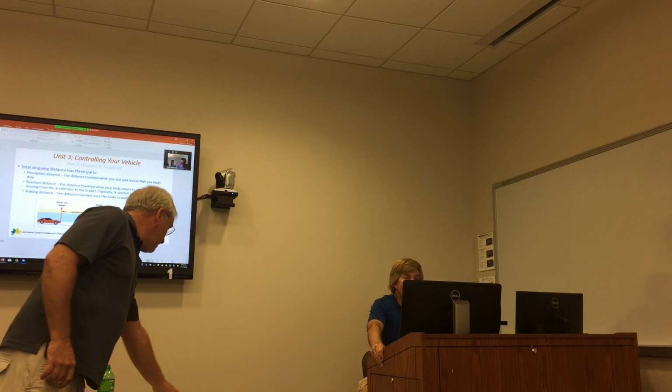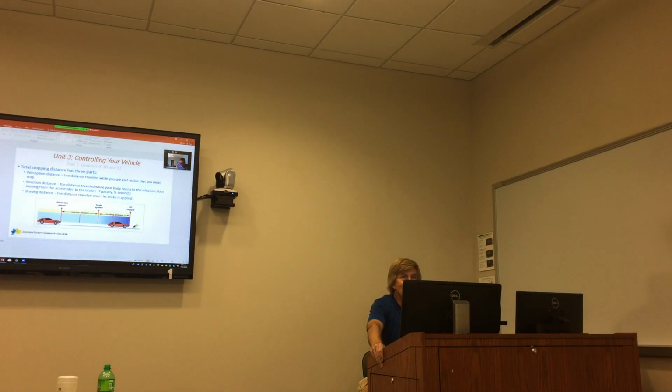Perception distance is when you realize, oh, I need to stop. And if you're looking ahead and planning ahead and checking your mirrors and all that, you should not be surprised, but that will happen. Reaction distance, and you can see in the diagram below there, the reaction distance is the distance that you travel while your body reacts to the situation, which is usually 3/4 of a second. You should be able to react, and you're going to go to your brake. All right. If you're planning ahead, you don't have to do it suddenly. You know it's going to happen.